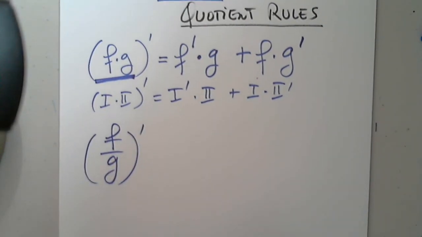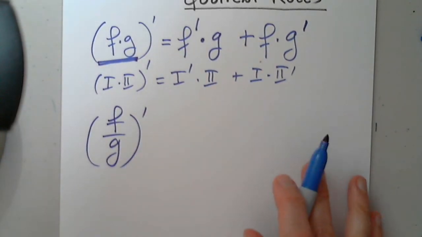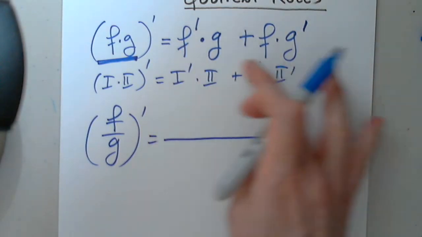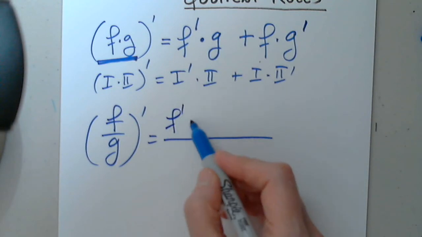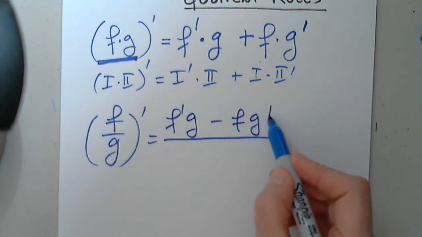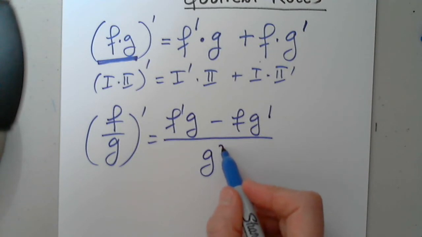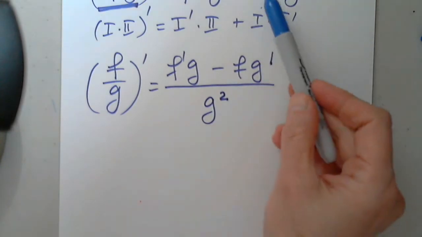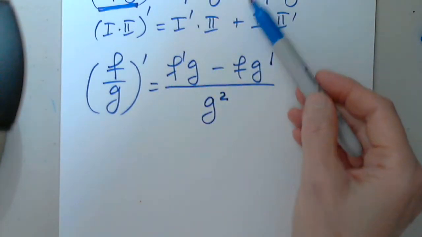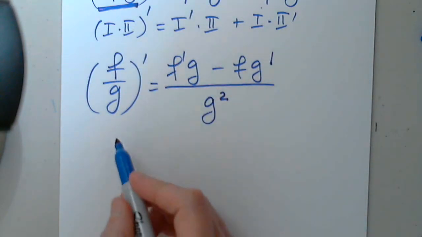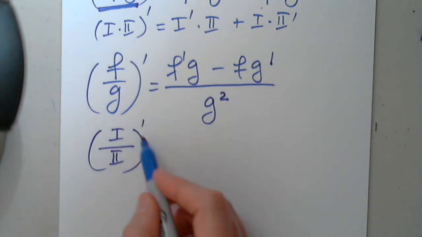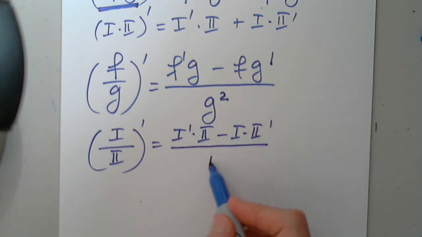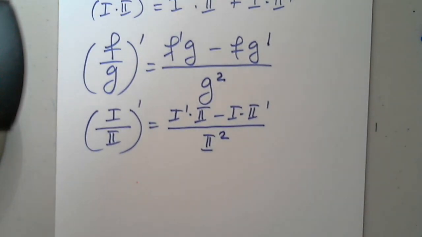When we have a function over another function, I keep the same sequence. 1, 2, 1, 2, but with minus. There is a minus now. Exactly the same thing, but with minus. f prime g minus f g prime. The denominator is only squared. There is no derivative in the denominator. So the same formula, if you want to remember it like that, it's 1 prime times 2 minus 1 times 2 prime over 2 squared. It's up to you.